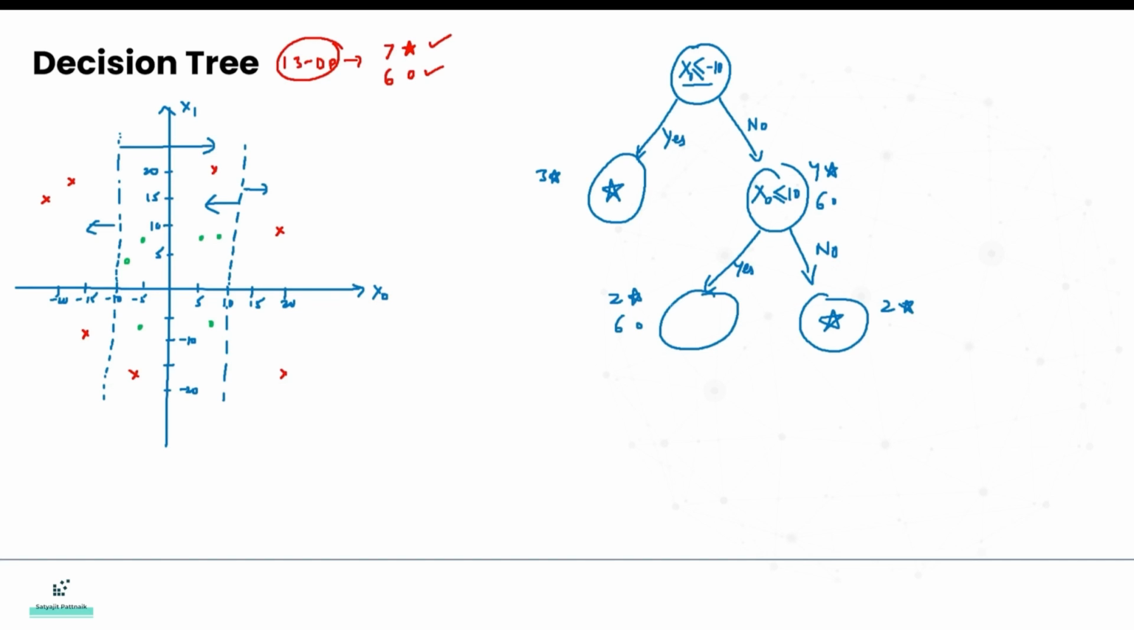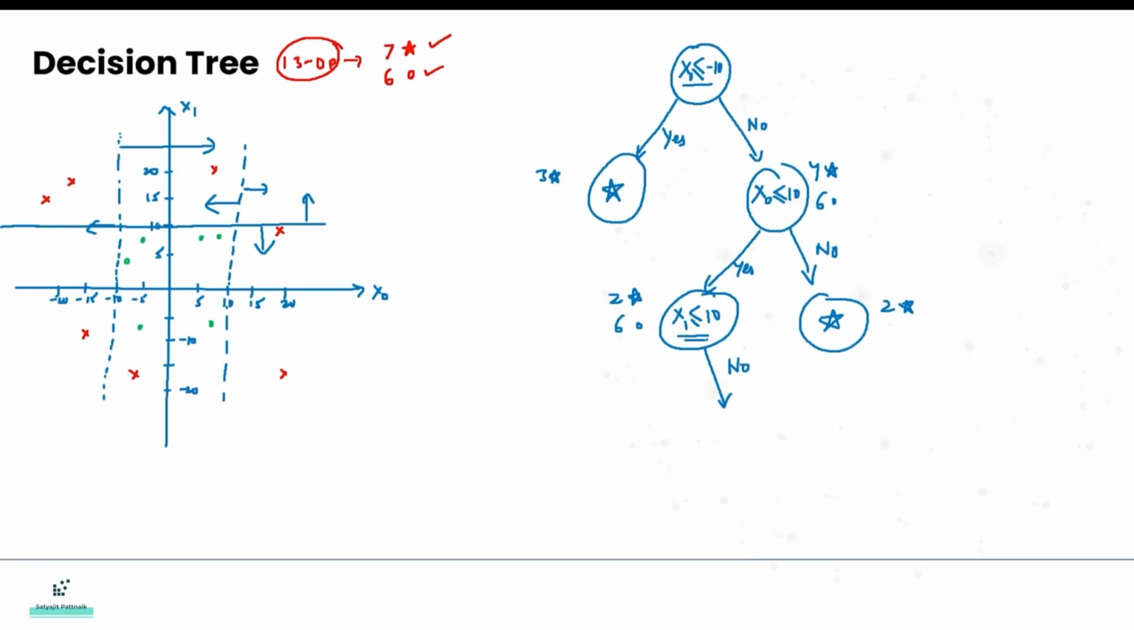Fine. Now further here, I will give another condition based on my x1. Let's say x1 is less than or equal to 10. Where is it? Here. Less than or equal to 10. Greater than or equal to 10. That means if it is not true, how many stars?